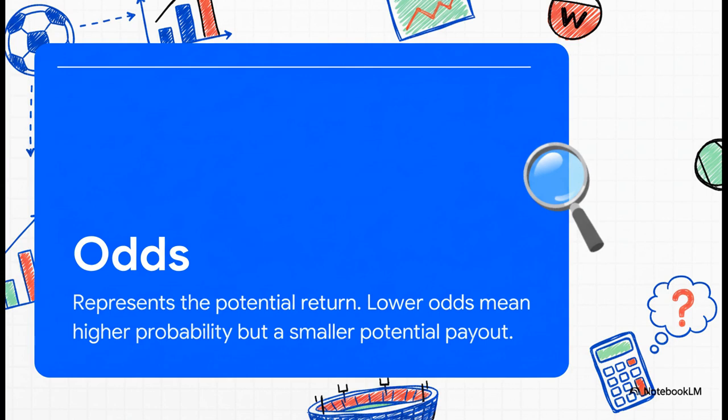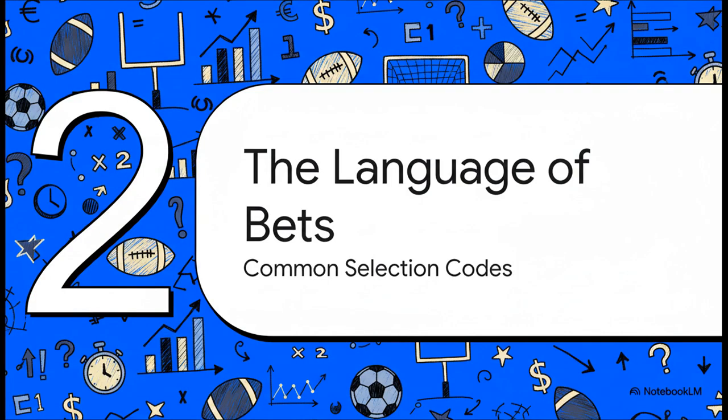And finally, we get to odds. Now, this is directly connected to the percentage, but it's all about the potential payout. Here's the most important thing to get. The lower the odds, the higher the probability of that thing happening. But, and it's a big but, lower odds also mean a smaller return. It's that classic trade-off, safety versus reward. Okay, so let's build on that.